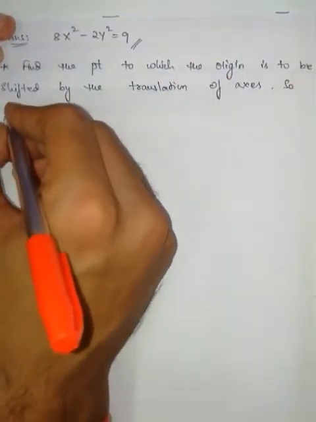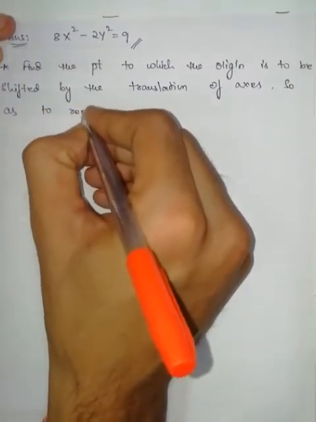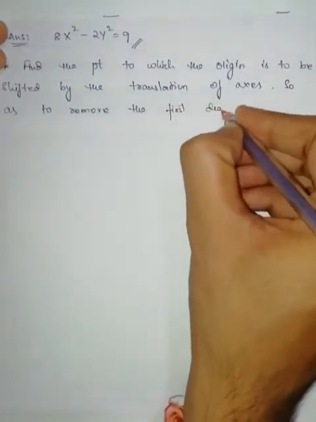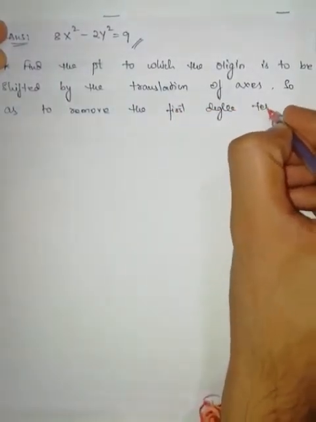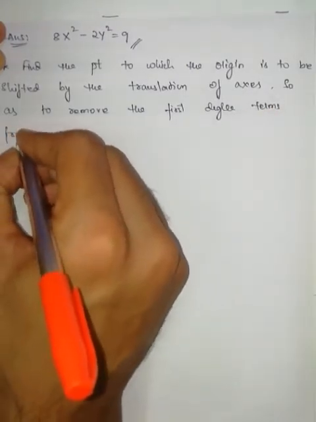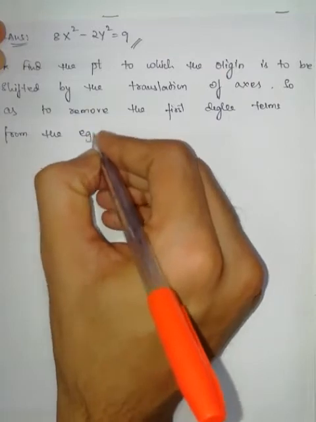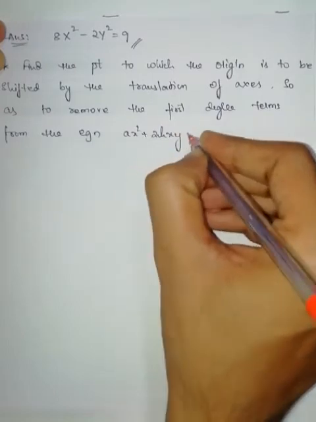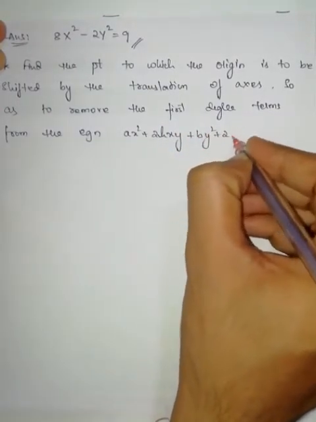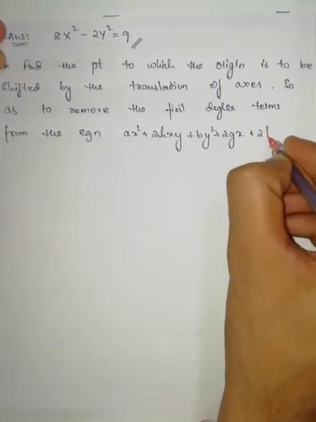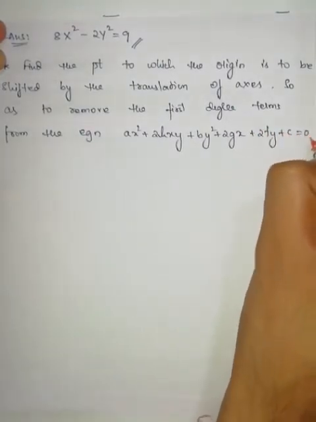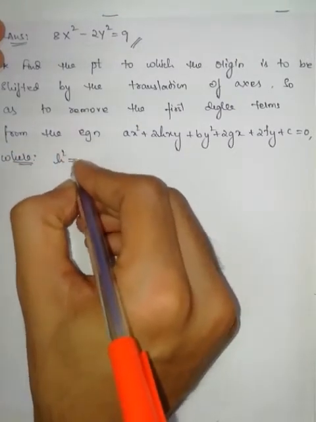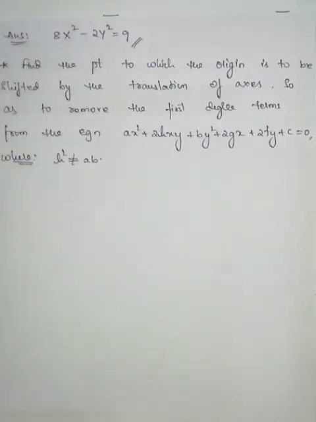so as to remove the first degree terms from the equation ax square plus 2hxy plus by square plus 2gx plus 2fy plus c is equal to 0, where h square is not equal to ab.